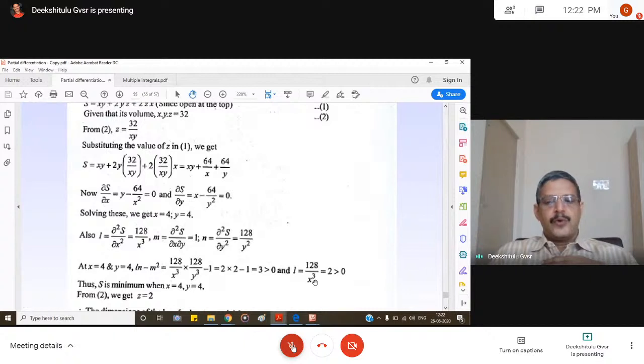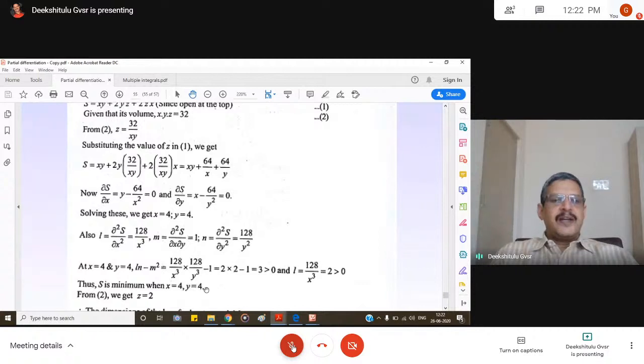That means 4 cube is 64, so L is greater than 0. Then what does it mean? At x is equal to 4, y is equal to 4, ln minus m square is greater than 0 and L greater than 0. That means at x is equal to 4, y is equal to 4, we have a minimum value for s. So s is minimum at x is equal to 4 and y is equal to 4.